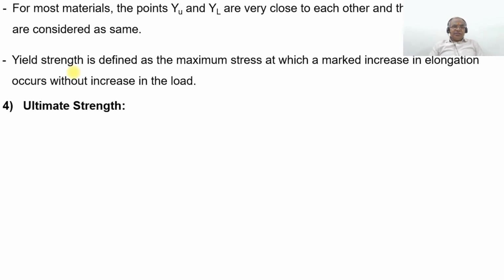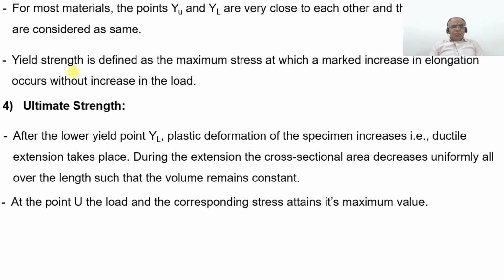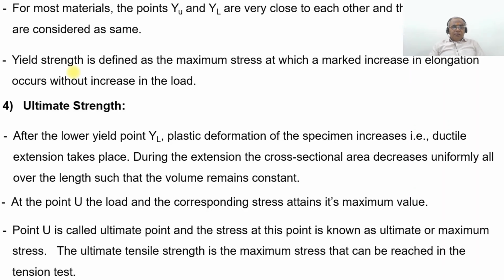So next, the ultimate strength. After the lower yield point YL, plastic deformation of the specimen increases, that is, ductile extension takes place. During the extension, the cross-sectional area decreases uniformly all over the length, such that the volume remains constant. At the point U, the load and the corresponding stress attain their maximum value. Point U is called the ultimate point, and the stress at this point is known as the ultimate or the maximum stress. The ultimate tensile strength is the maximum stress that can be reached in the tension test.